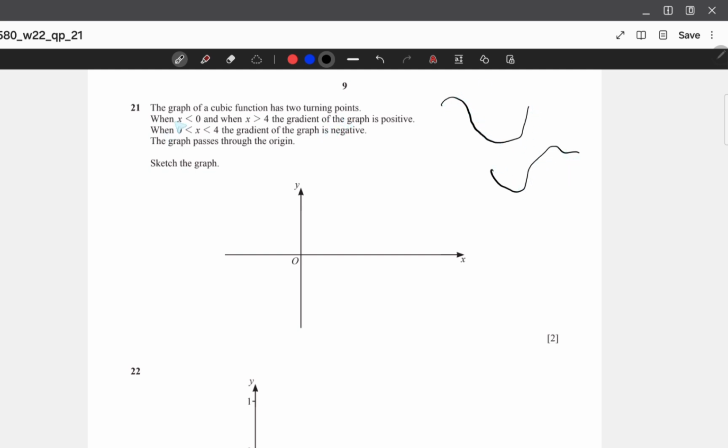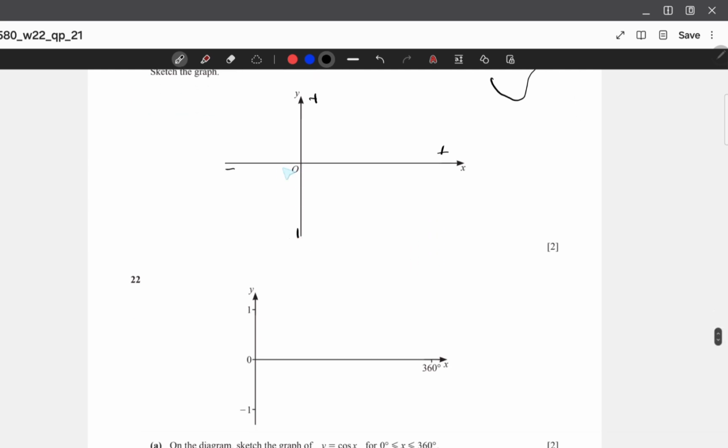So depending. When x is less than 0 and when x is greater than 4, the gradient of the graph is positive. For your gradient to be positive, it means that the change in y and change in x can either be positive, positive, or negative, negative. Anything less than 0 should be somewhere around this side. So that means our turn should be somewhere here.